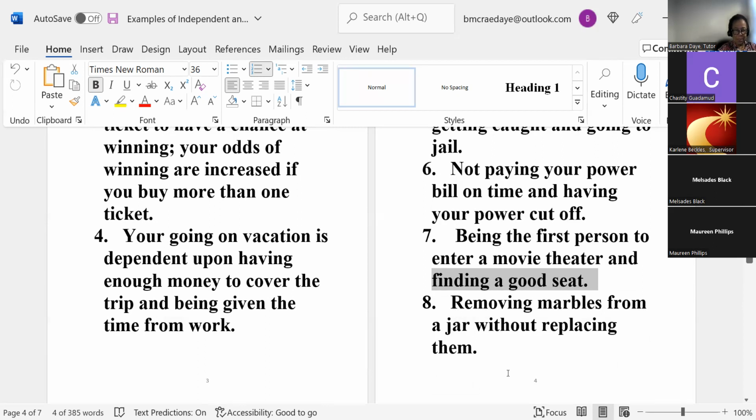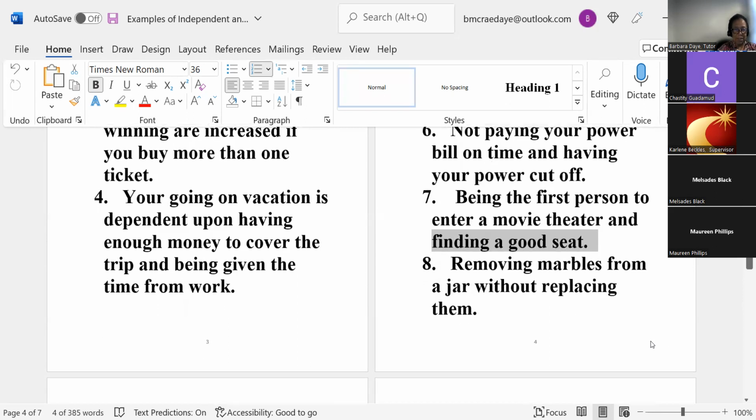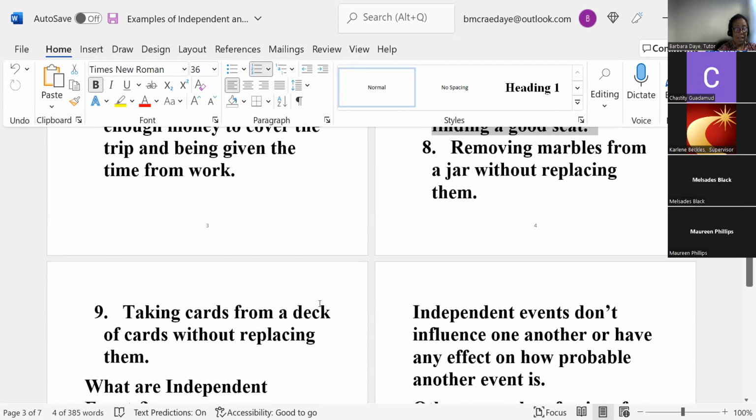Now, if you take marbles out of a jar and you don't replace them, then what happens? That's dependent because you took marbles out, you didn't replace them, so your total is changing. So your probability is going to change, right? Because the total marbles left is different. The same if you take cards from a deck without replacing them.